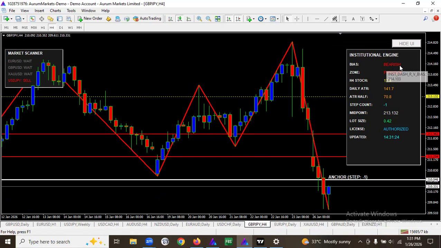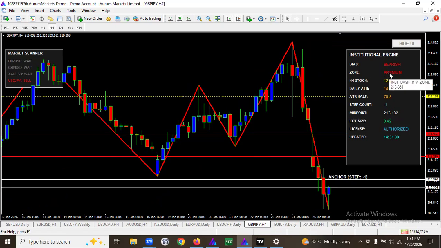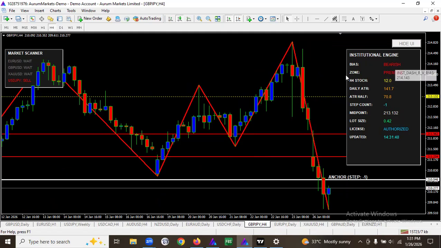The bias is bearish. And at the end of today's market, this should change to discount. At the close of today's candle, we should have price at a discount. And most likely, the bias is likely to change to bullish. Once the bias changes to bullish and this changes to discount, look for buys.